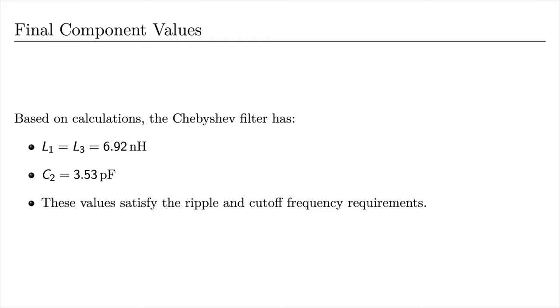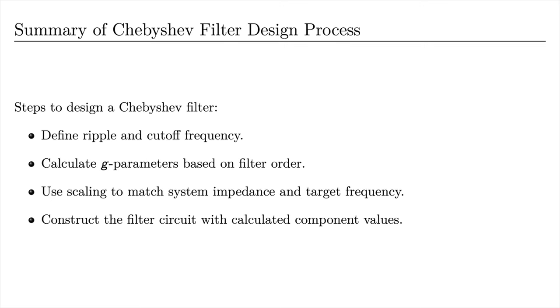After scaling, the Chebyshev filter has the following component values: L1 equals L3, both equal to 6.92 nanohenries, C2 equals 3.53 picofarads. These values satisfy the ripple and cutoff frequency requirements for our design. The process for designing a Chebyshev filter includes defining the ripple and cutoff frequency, calculating g parameters, applying frequency and impedance scaling, and constructing the circuit with these values.